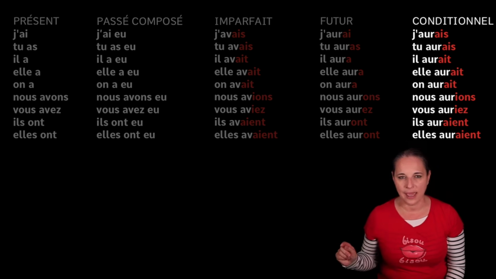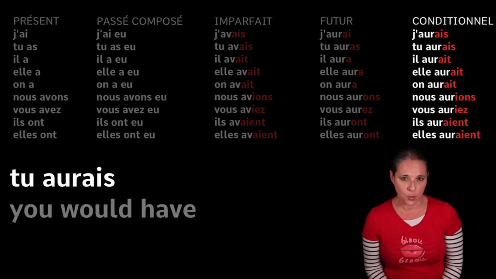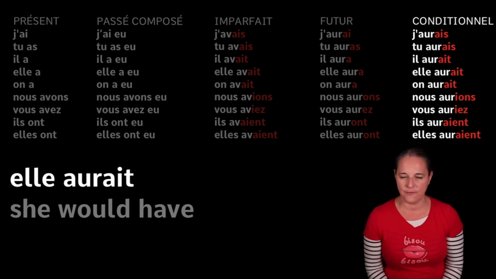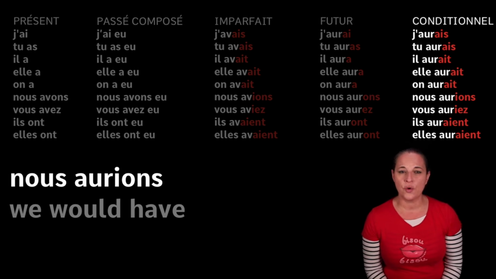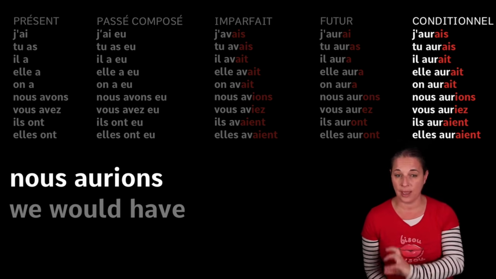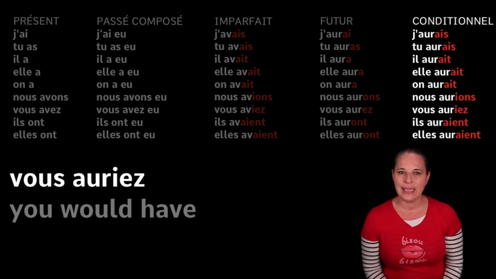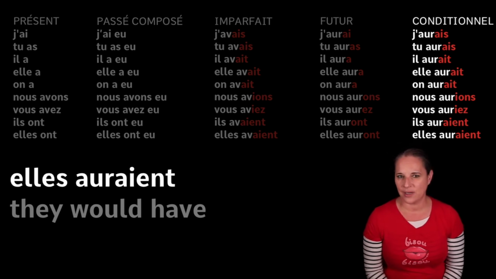Ais, ais, ait. So here we go. J'aurais, I would have. Tu aurais, you would have. Il aurait, he would have. Elle aurait, she would have. On aurait, we would have. Nous aurions, we would have. Vous auriez, you would have. Ils auraient, they would have. Elles auraient, they would have.